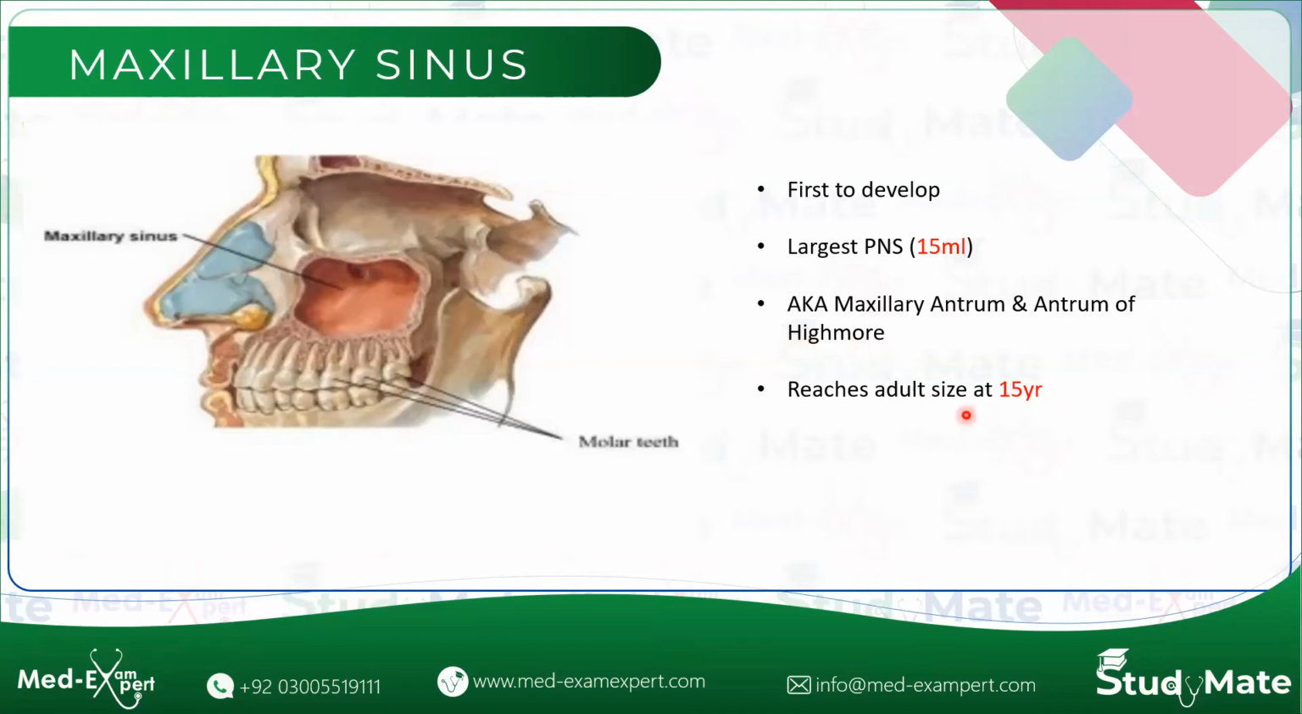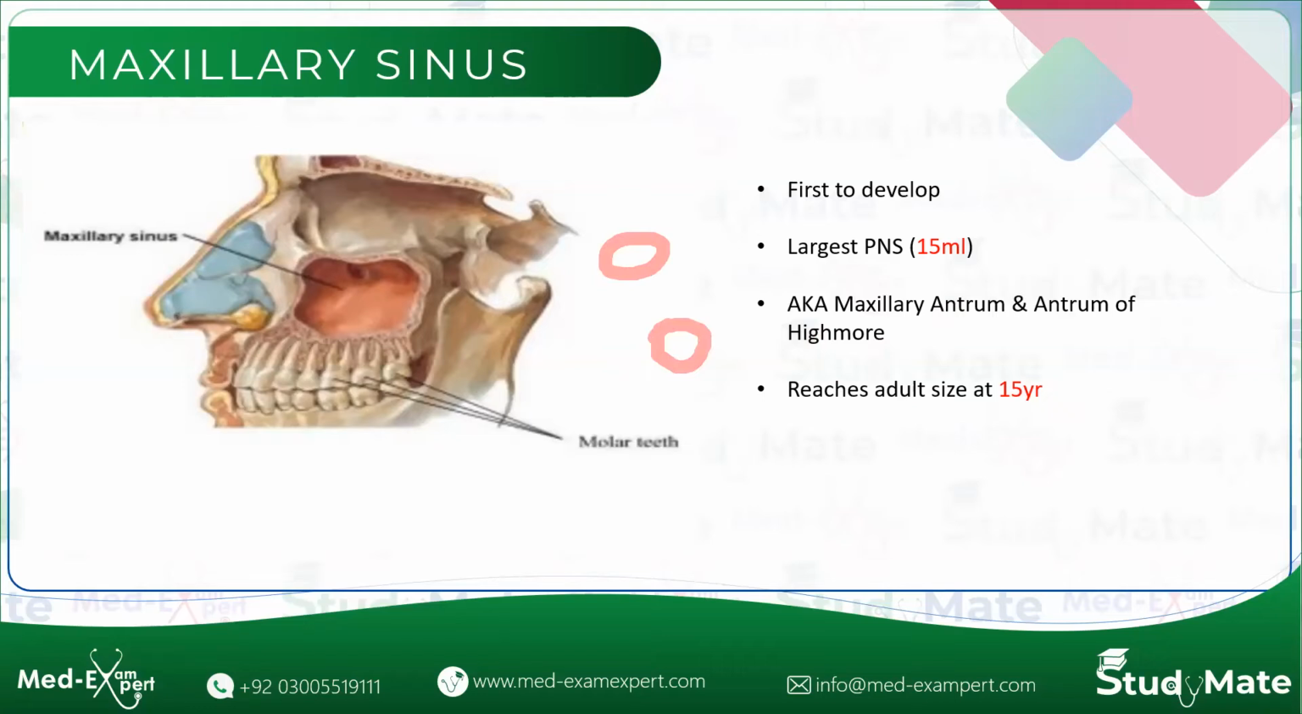And maxillary sinus reaches adult size by the age of 15 years. The volume of the maxillary sinus is 15 ml and it reaches the adult size by the age of 15 years.